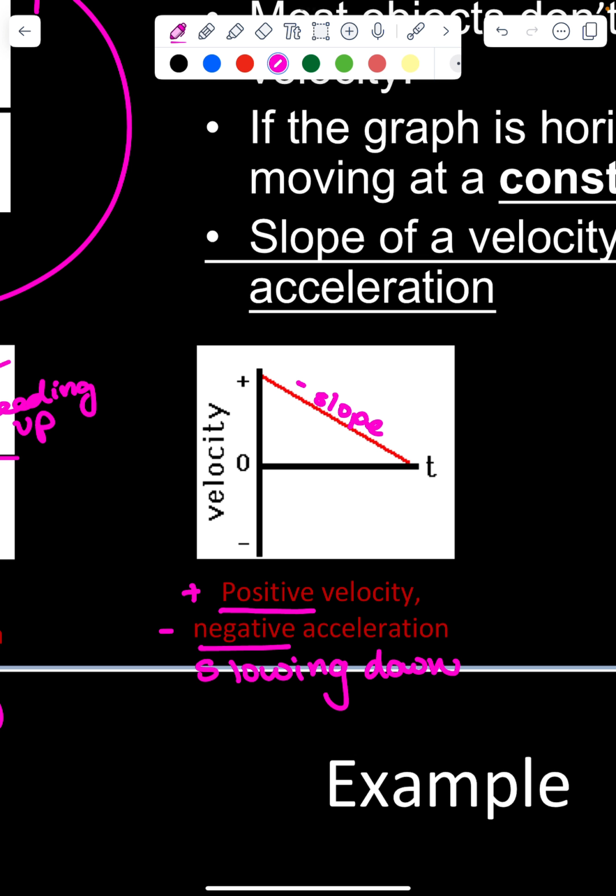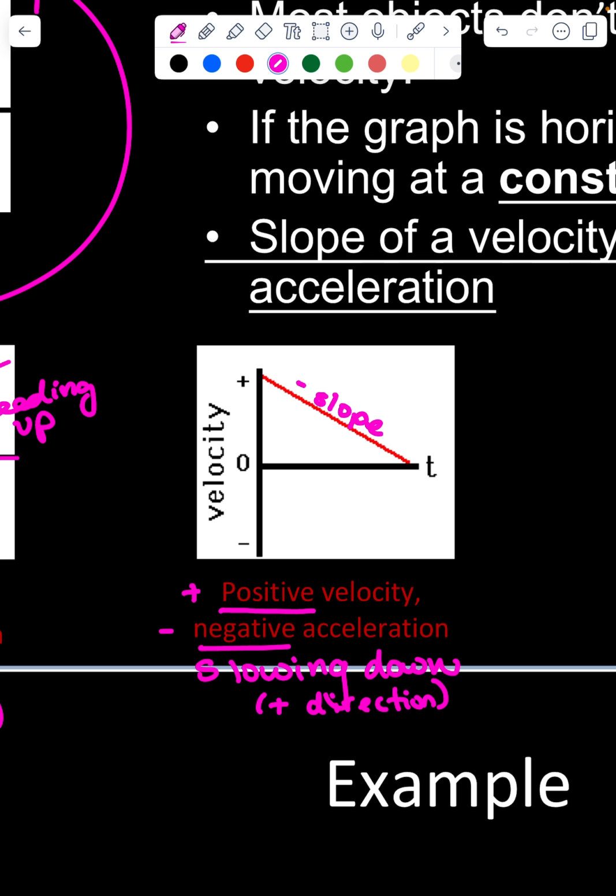Again, if we want to figure out what direction we're slowing down in, we look at the sign for the velocity. So it is positive. It's still above that x-axis. So we know we're slowing down, but we're slowing down in the positive direction.